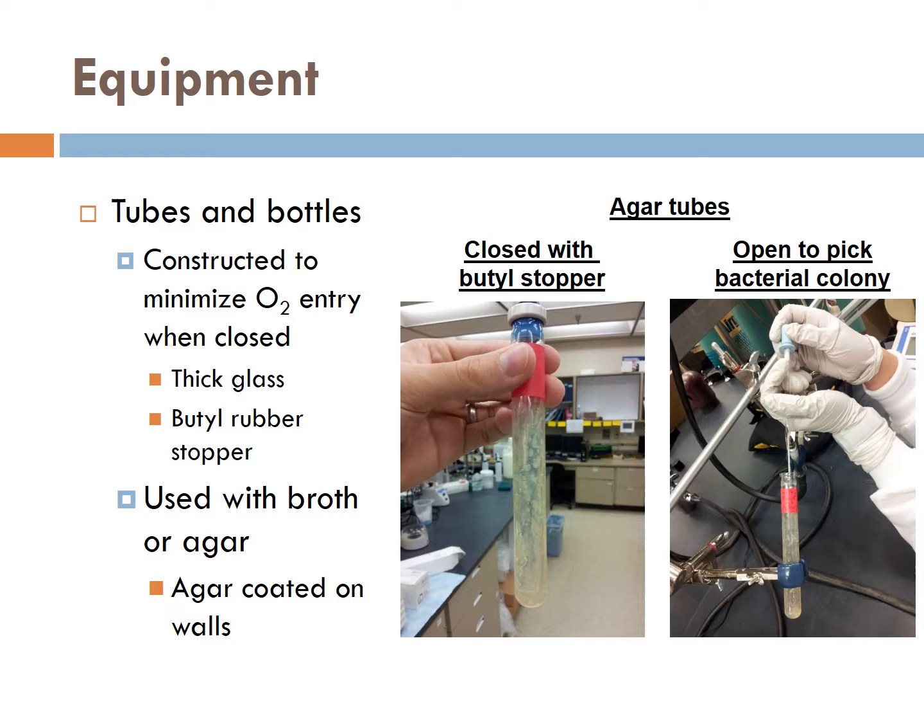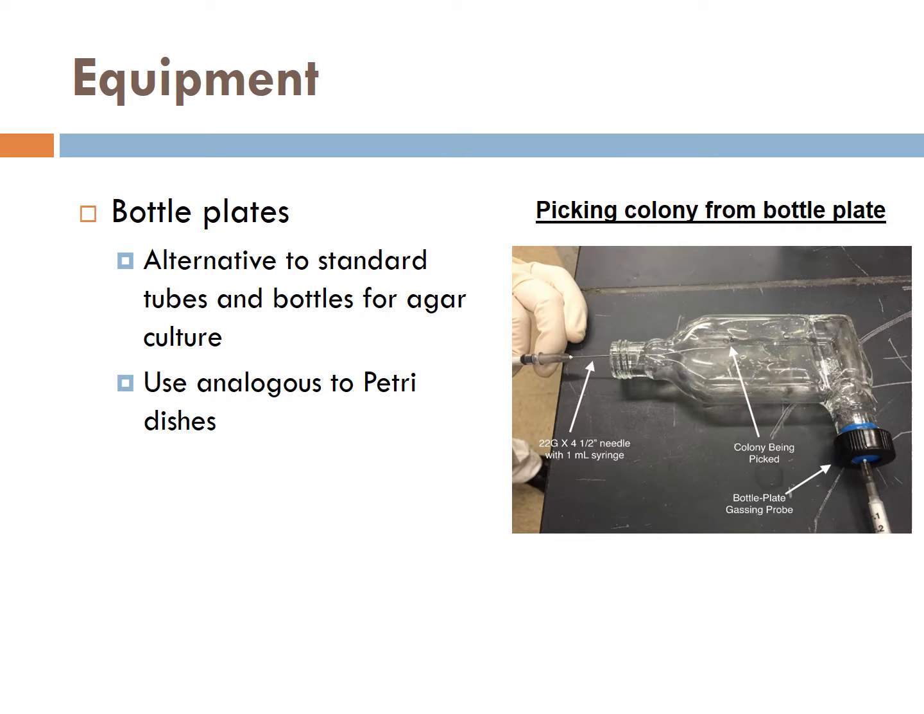Working with tubes that have agar coated on the walls is not particularly easy. You can see at right how we pick colonies from the tubes using a Pasteur pipette. It takes a steady hand to pick the colony that you want without contaminating the entire tube. Fortunately, there's an alternative to using these tubes for agar culture, the bottle plate. The use of these bottle plates is analogous to petri dishes used in aerobic culture.